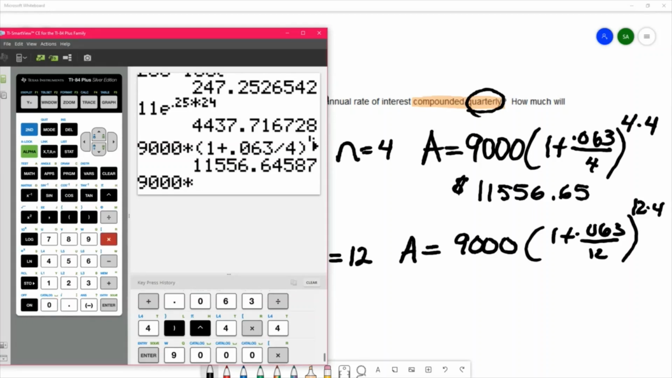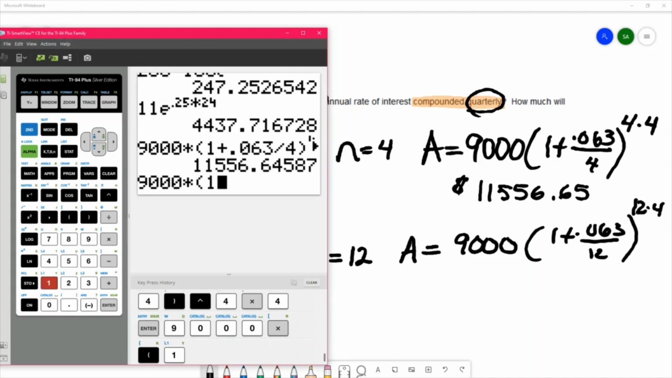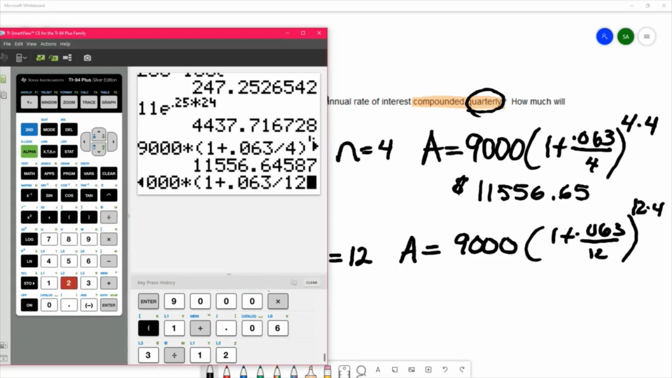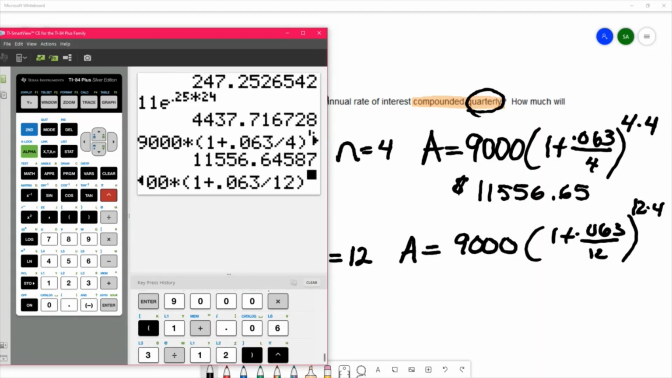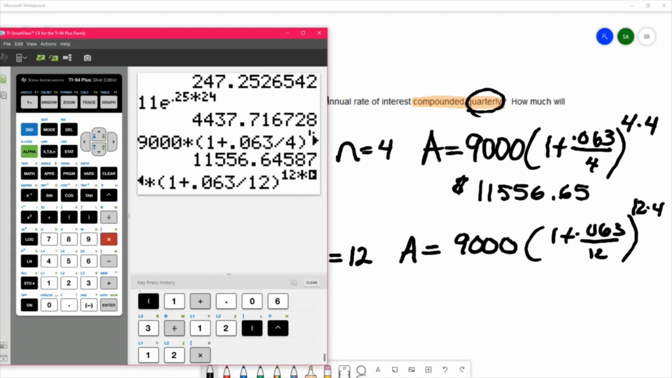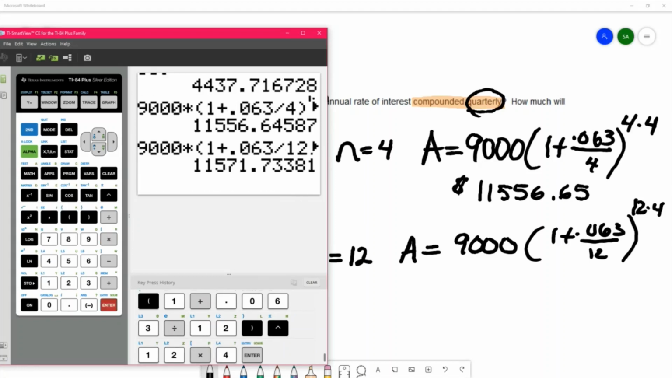$9,000 times 1 plus 0.063 over 12 to the 12 times 4. And with interest compounded monthly, we would have $11,571.73.